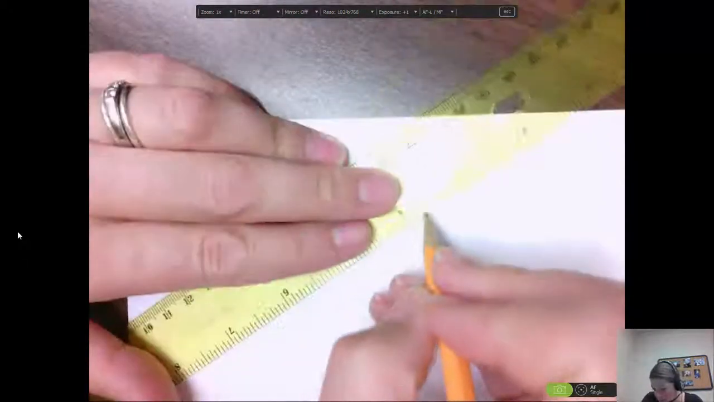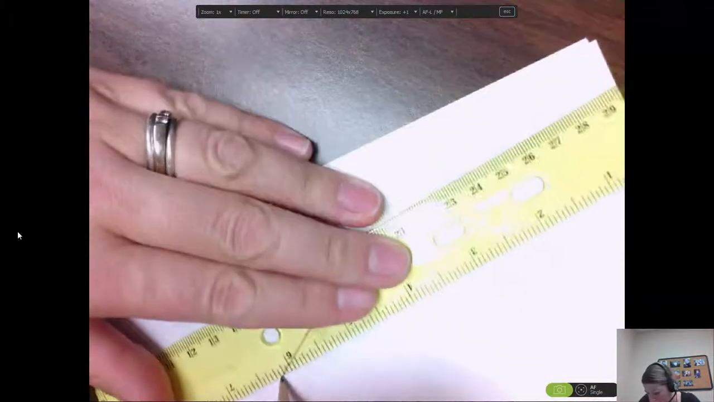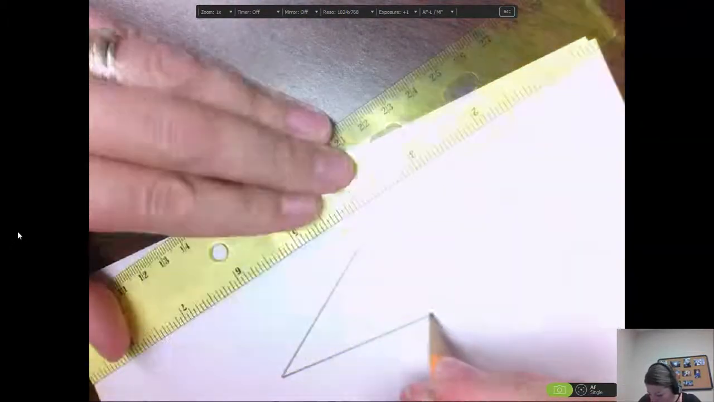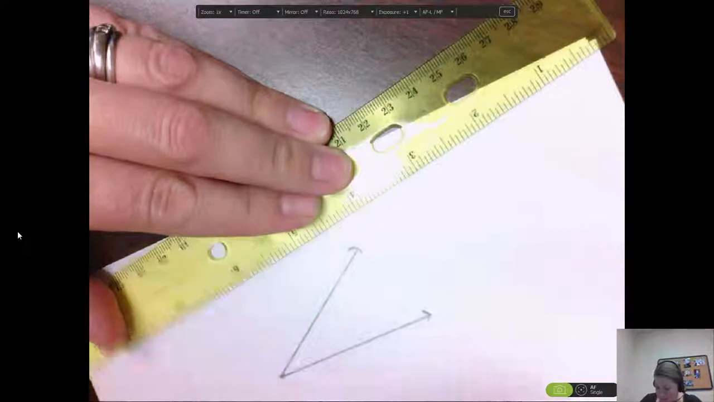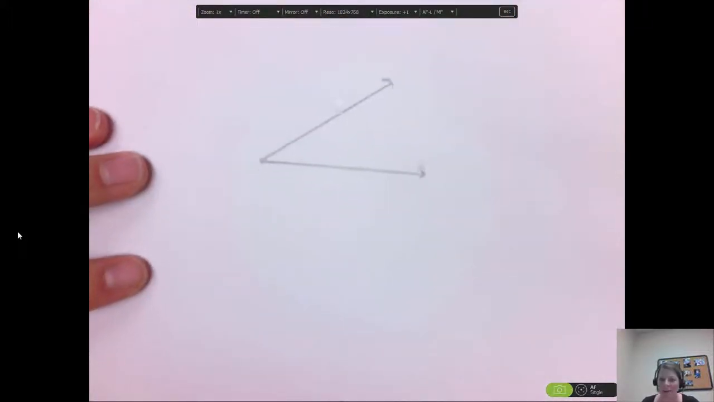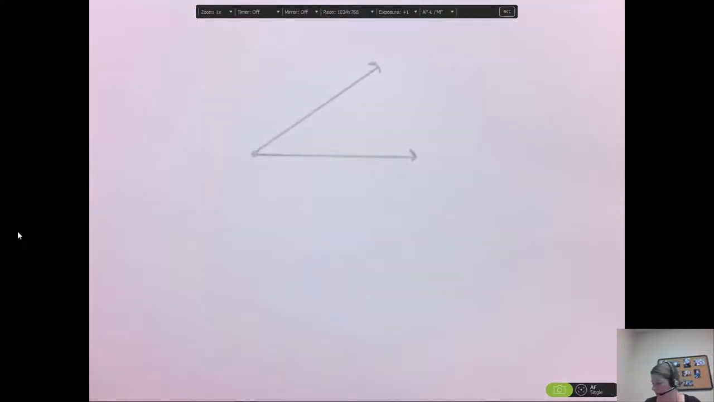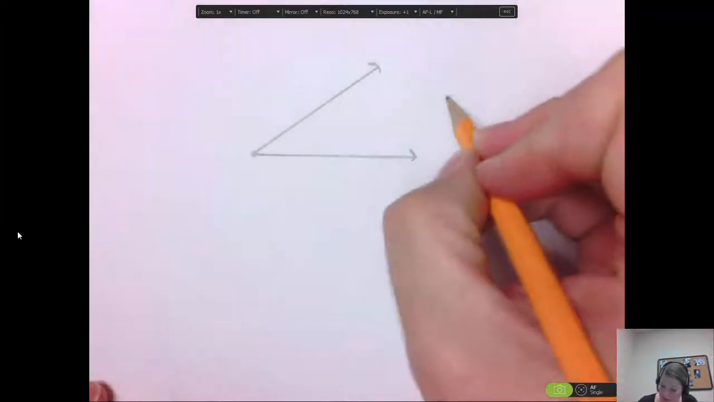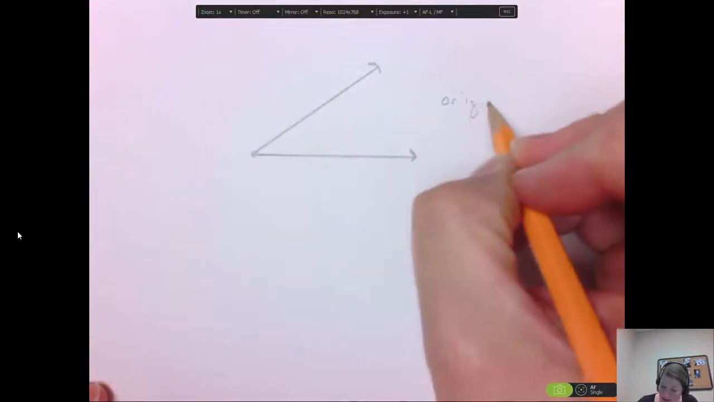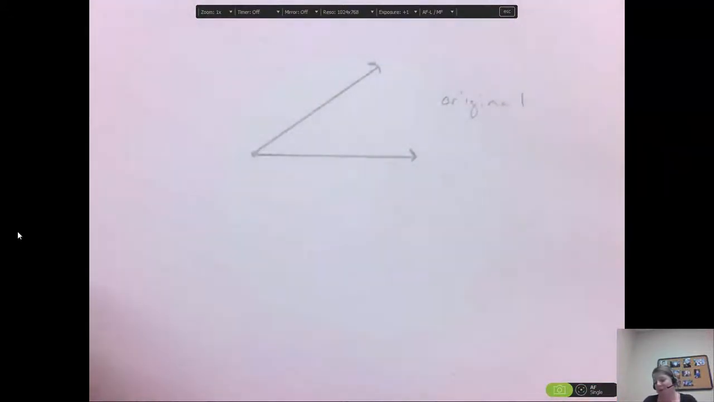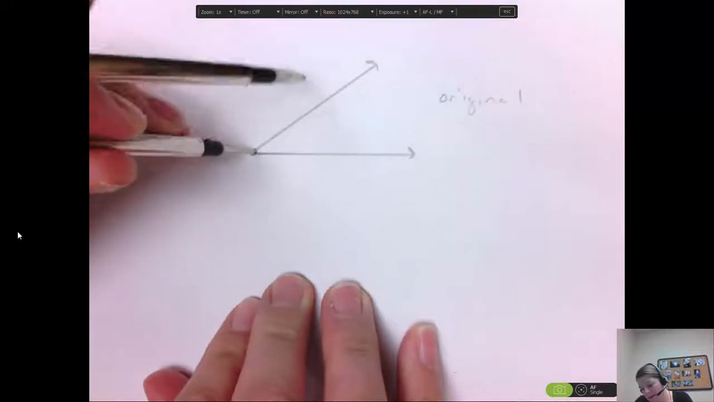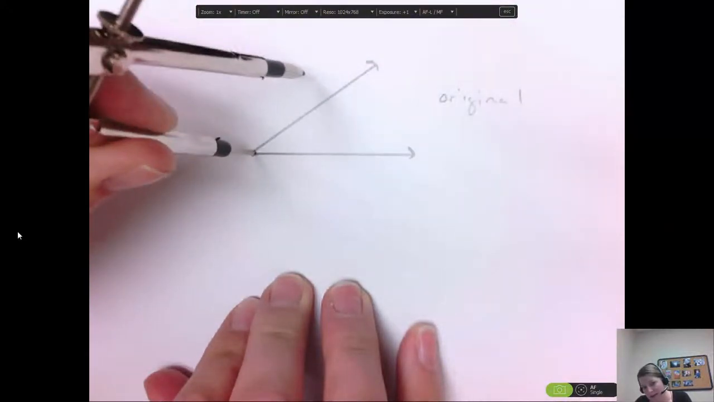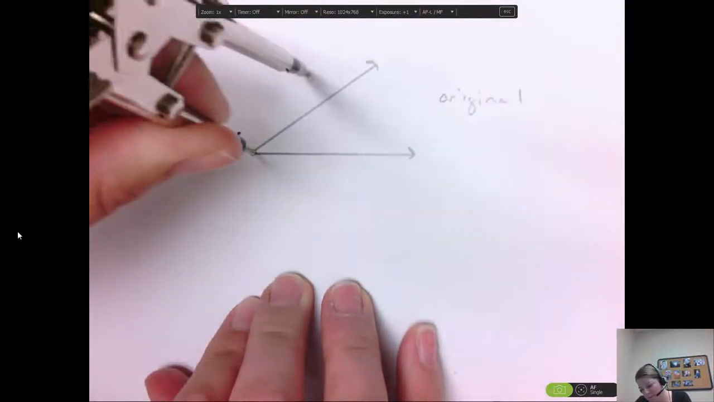It doesn't really matter. I keep drawing them open to the right, but you really could have it either way. What if I have this angle right here, and I would like to construct a congruent angle? So this is how this works. This is the original, right? And I want to construct a congruent one. I start with putting the tip of my compass down and making an arc.